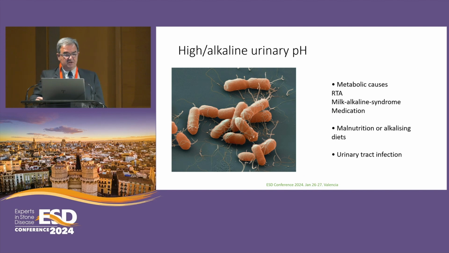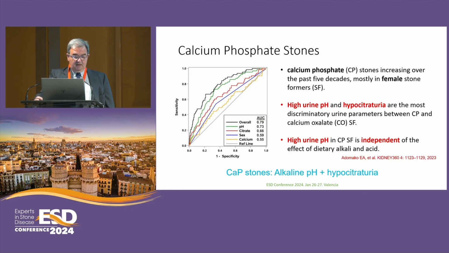So which are the causes of alkaline urine pH? These are normally or principally metabolic causes, renal tubular acidosis, some medication, alkalizing diets, and very important, urinary tract infection. We know that calcium phosphate stones are more frequent in women, and the principal risk factors are high urine pH and hypocitraturia. The high urine pH will be independent of diet.